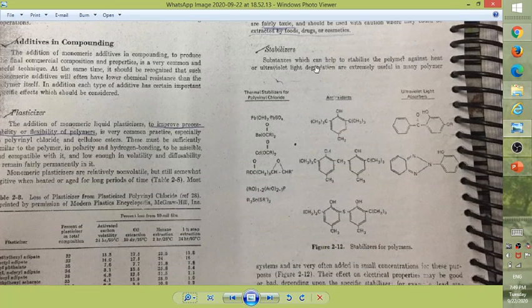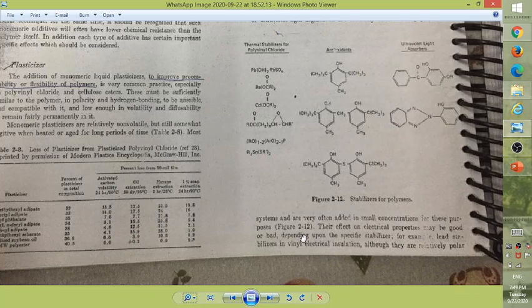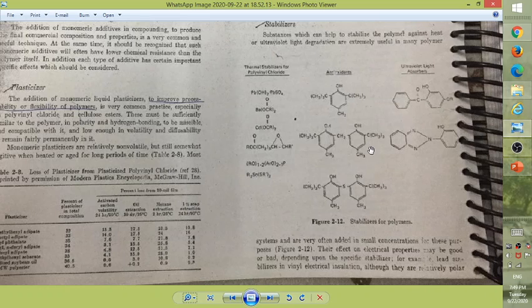Then stabilizers. Substances which can help to stabilize the polymer against heat or ultraviolet degradation are extremely useful in many polymer systems and are very often added in small concentration for this purpose. Their effect on electrical properties may be good or bad depending upon the specific stabilizer. For example, lead stabilizers in vinyl electrical insulation, although they are relatively polar. These are the stabilizers for polymer, some examples.